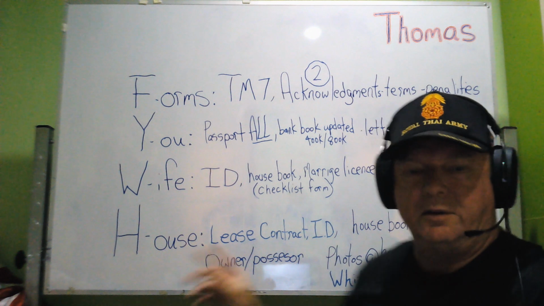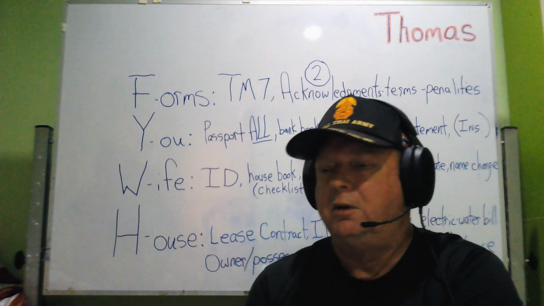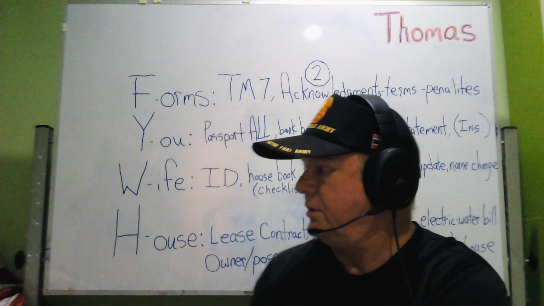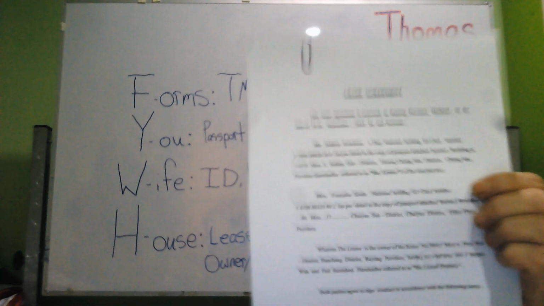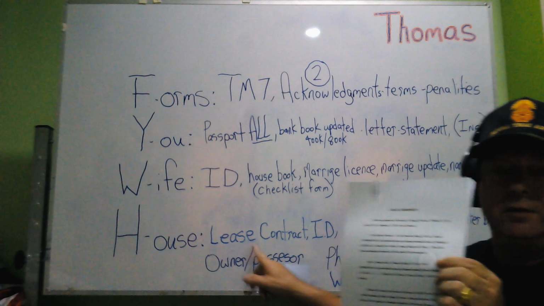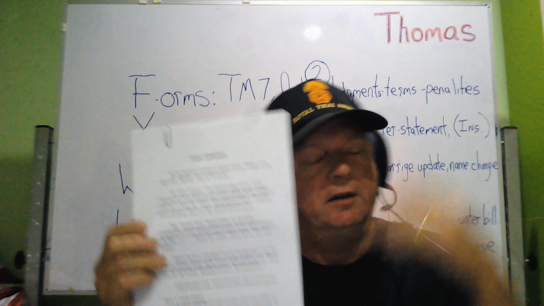So the last thing, we go to the house, and this applies to everyone, whether you're on a retirement visa or not, right? So let's go to the house. What's the first thing you need? You need your lease agreement, right? Gotta have your lease or rental contract. Now, what if your wife owns the house? Then that's a different story.